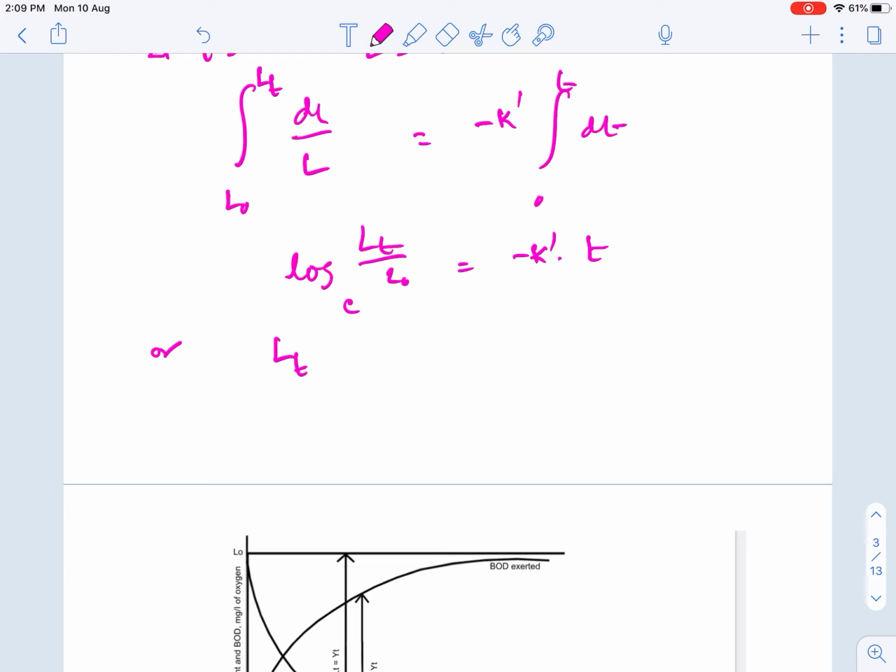Or Lt is equal to L naught into e to the power of minus K dash into t. We can also write it in terms of base 10: Lt is equal to L naught into 10 to the power of minus k into t. If you are using base e, the deoxygenation constant is written as K dash, and if it is base 10, we use k.